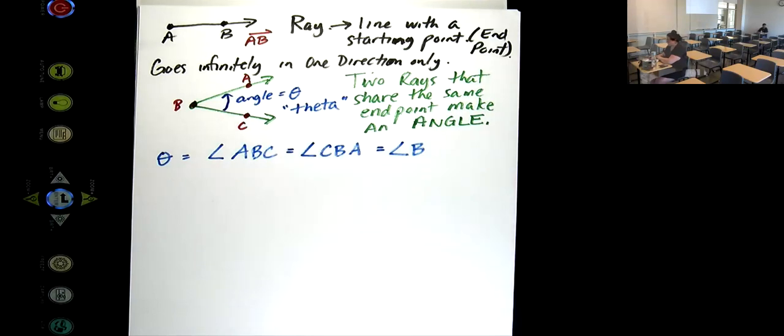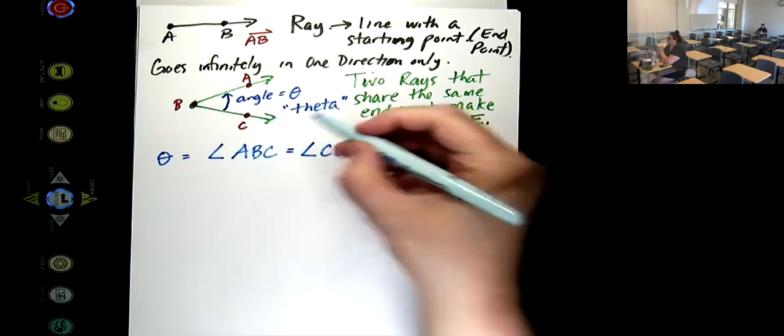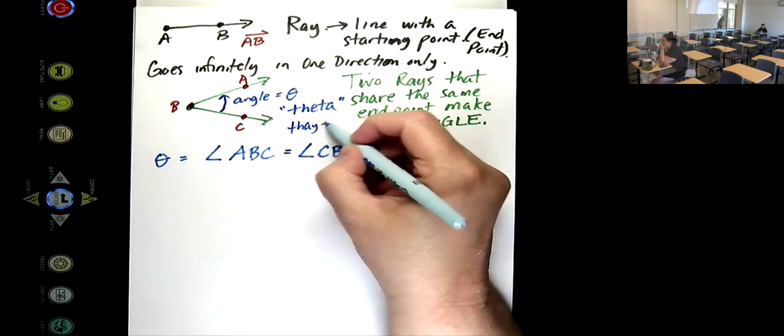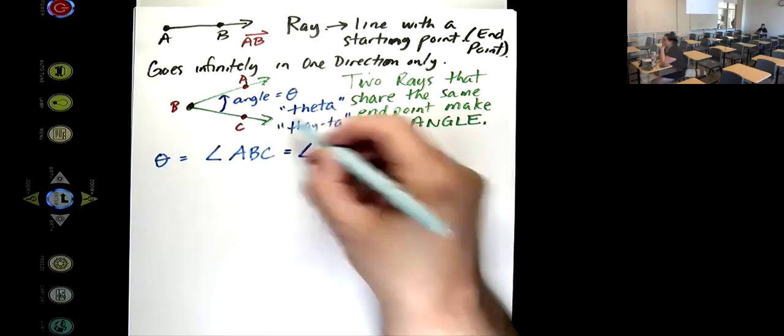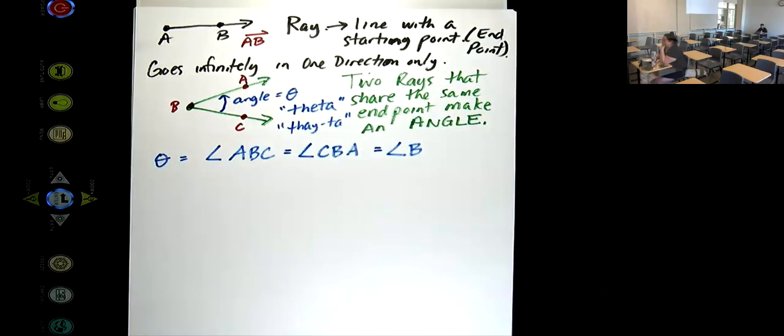How do you pronounce that word? The angle? Yeah. Theta. Or theta, if you're Greek. You should probably pronounce it theta.